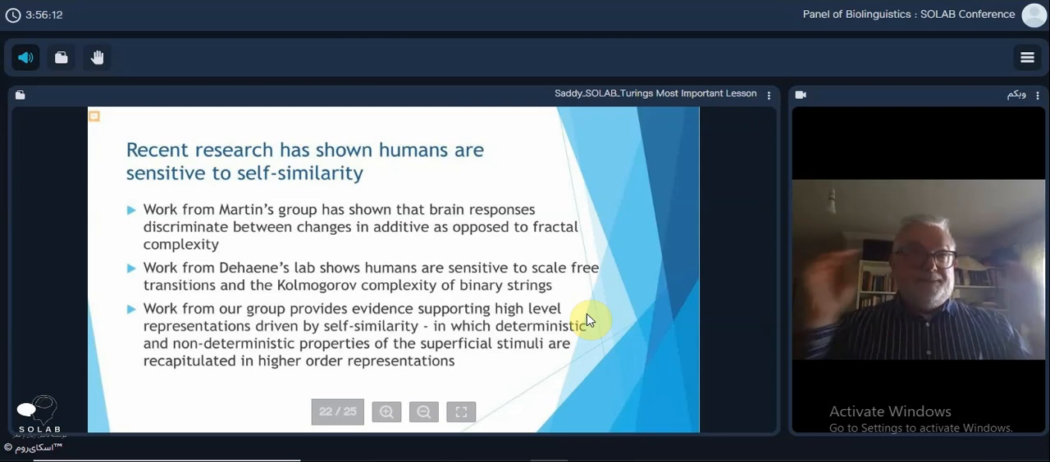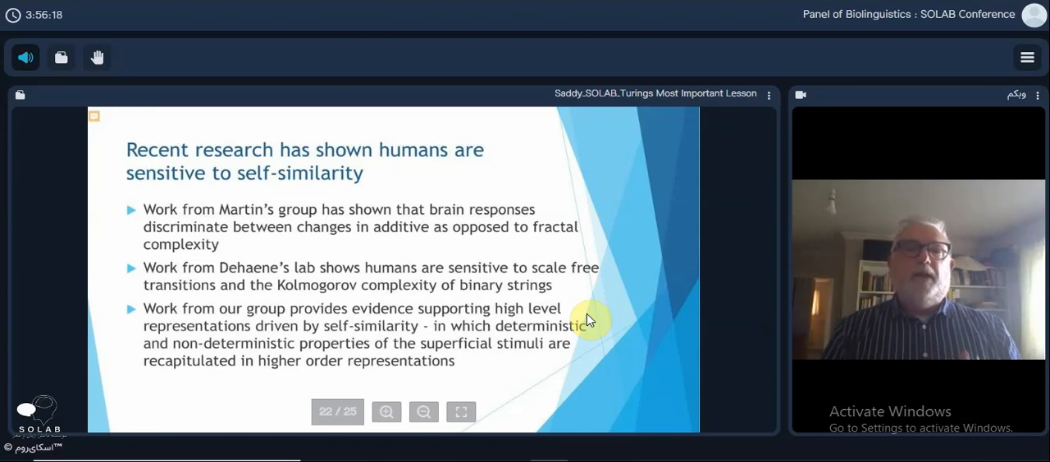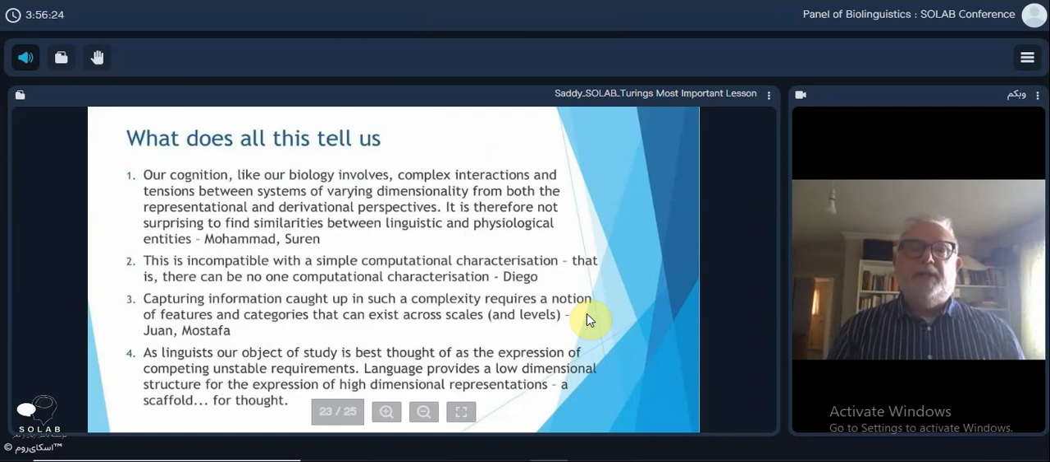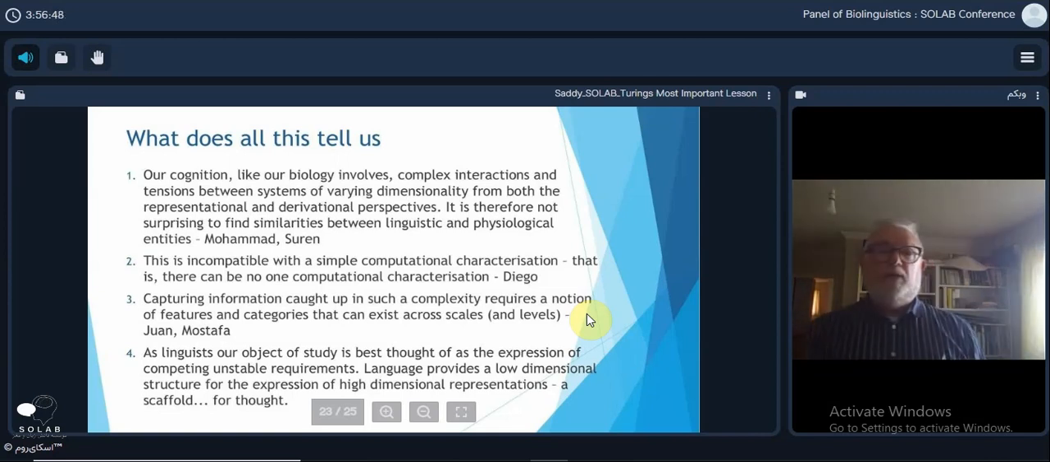Okay, so I'm at the end. So what does all this tell us? Our cognition, like our biology, involves complex interactions and tensions between systems of varying dimensionality from both the representational and the derivational perspective. It's therefore not surprising to find similarities between linguistic and physiological entities. Like Mohammed and Suran had mentioned, this is incompatible with simple computational characterizations, right? This dimensional compression stuff leads us into a nightmare if we are trying to stick with only one type of computational characterization.